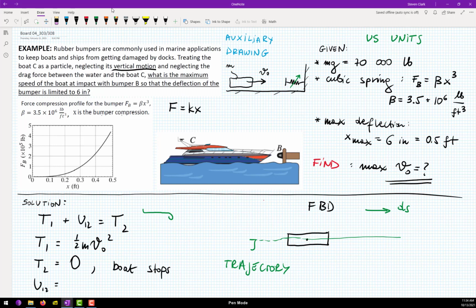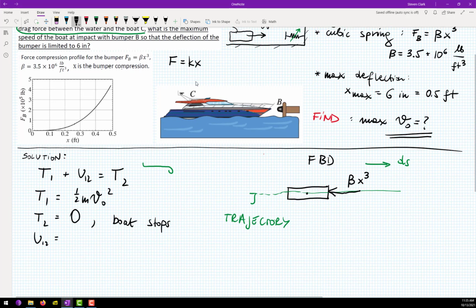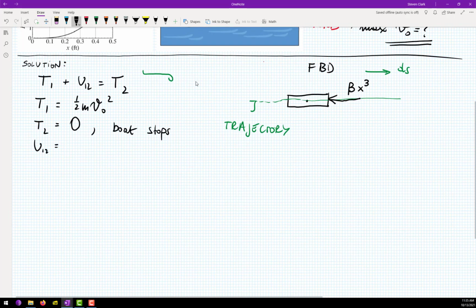And they also told us to neglect the drag. Yes, drag force between the water and boat C. So we will do that. So it turned out that only one force is acting on our boat, which is the spring force, this force, beta x cubed. So that will be only the work of the spring.